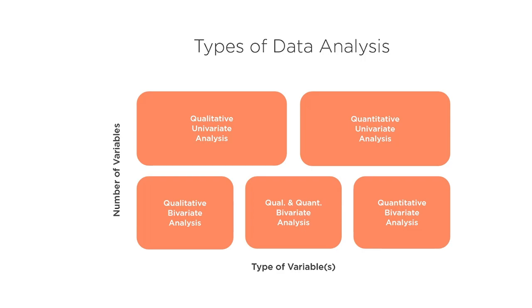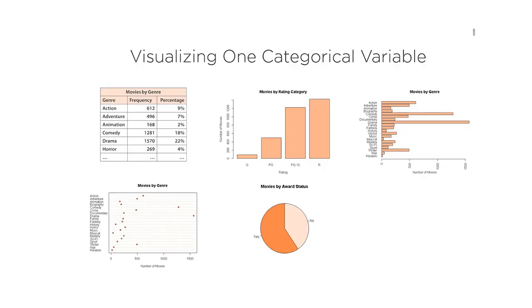This is the first part. Before that, you can see such combinations are possible. Qualitative means a categorical variable, so qualitative univariate is a single categorical variable. Quantitative univariate means a single numerical variable. Likewise, such combinations are possible. In this session, we will try to cover the univariate categorical variable.